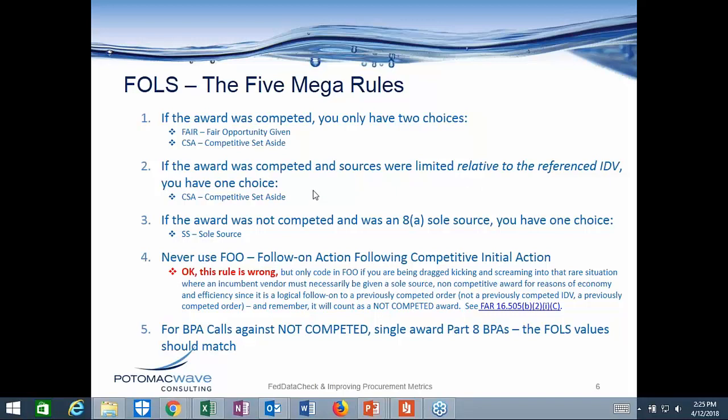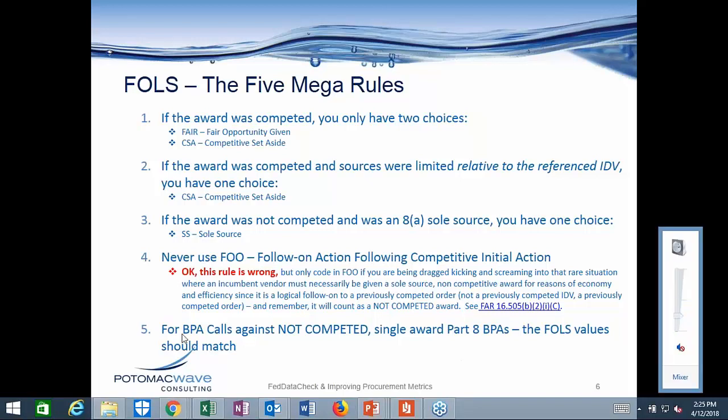So you're referencing a federal supply schedule and you do a competed HUBZone set aside, boom, CSA. You only have one choice. If the award was not competed and it was an 8(a) sole source, one of those directed orders, you have one choice there, sole source, SS.